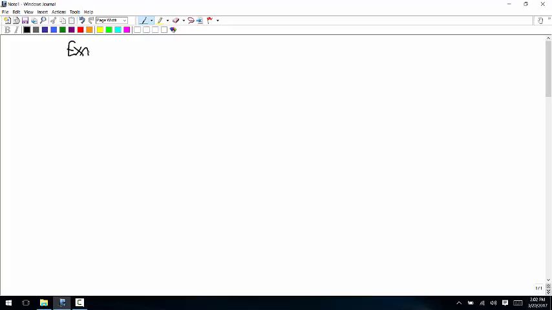So, okay, here's an example. Okay, so we have a cantilever beam.